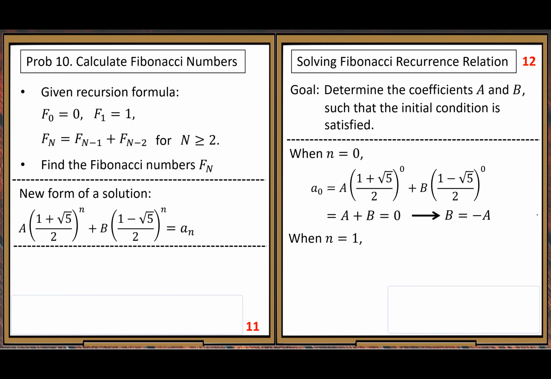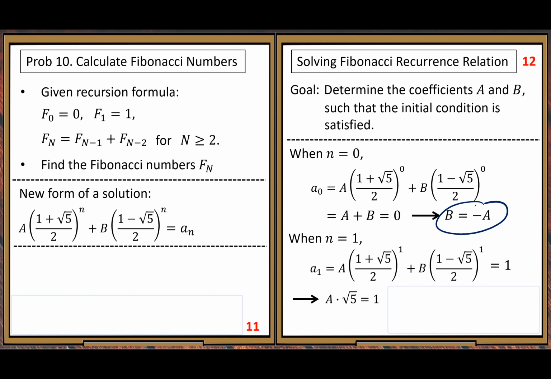The second one, you plug in n equals 1, you get a1 equals this expression. After simplification, we know its value is 1, our second base case. So after you simplify this equation, and at the same time use B equals negative A, you replace B by negative A and do some simplification, you will get A times root 5 equals 1. So A equals 1 over root 5, and B equals negative 1 over root 5.